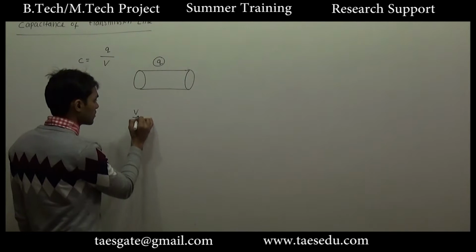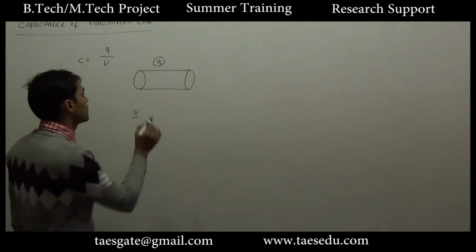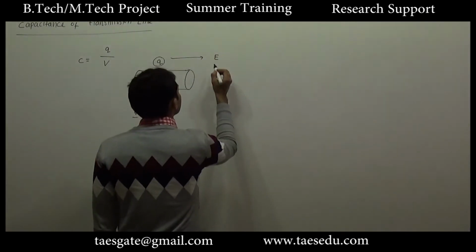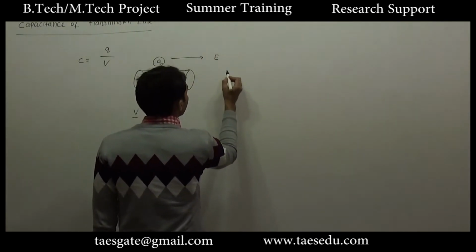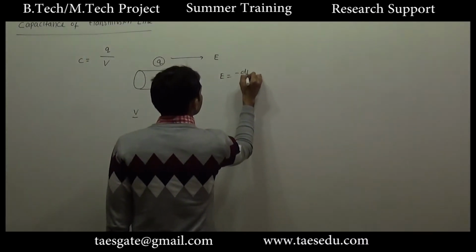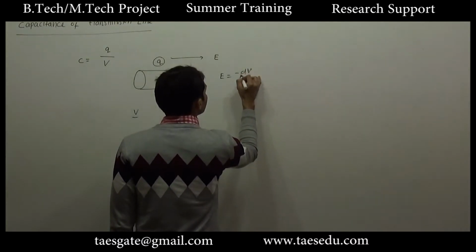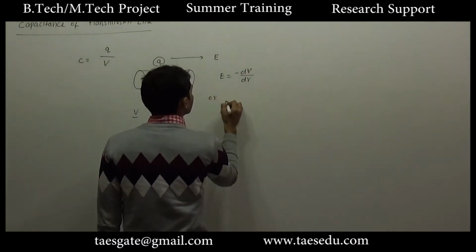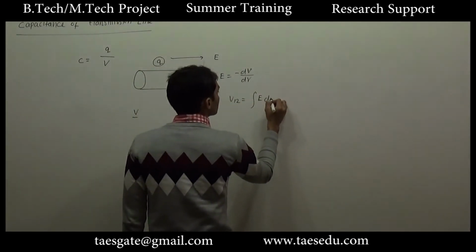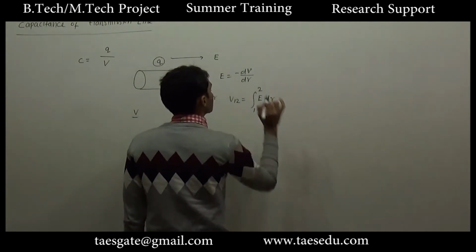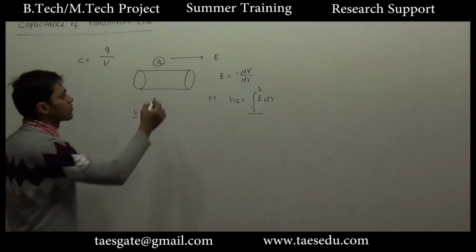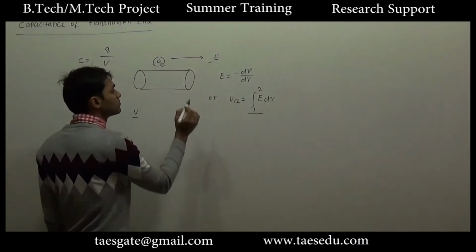And how would we calculate the voltage difference? Then we will have charge Q, then we will find out the electric field using Gauss law and with the formula E is equal to minus dV by dr, or V12 is nothing but integration of electric field dr from 1 to 2. With this formula we will find out the voltage difference. So from charge we will have electric field using Gauss law.